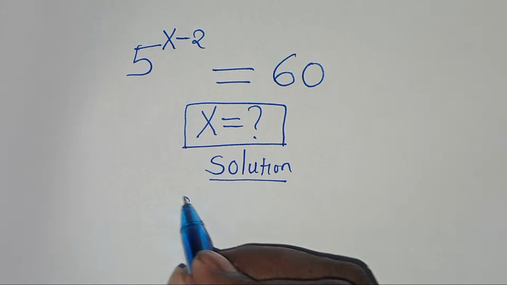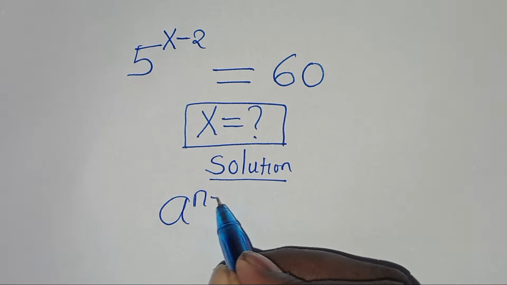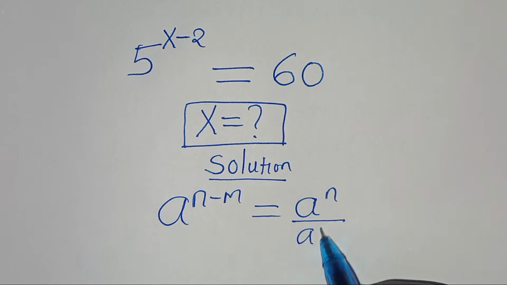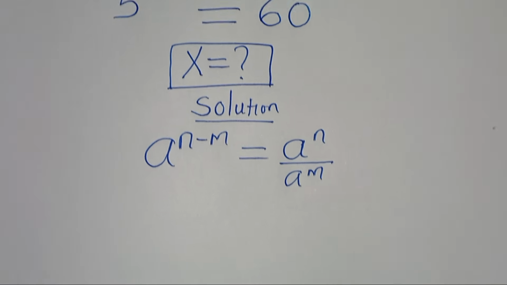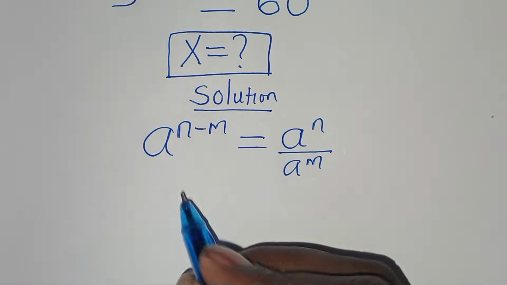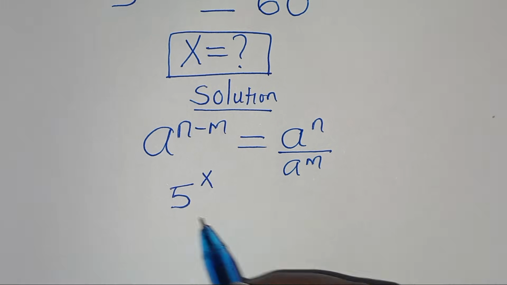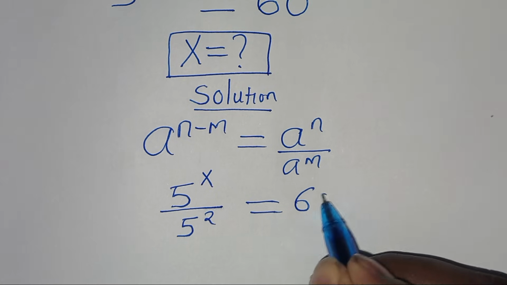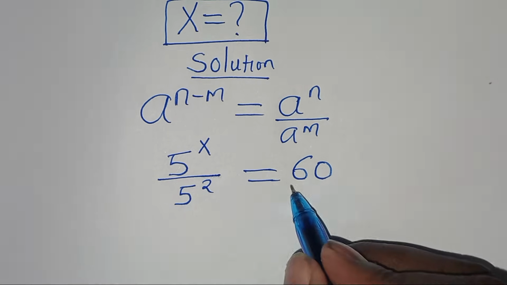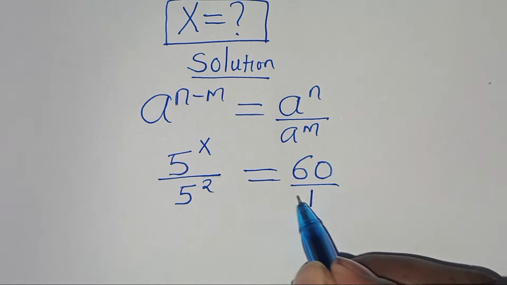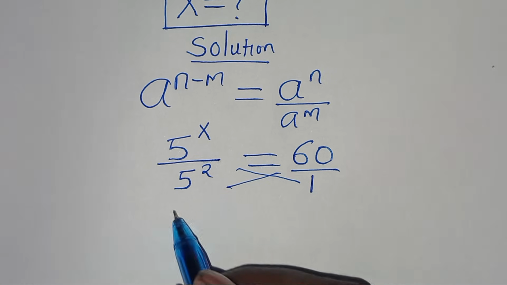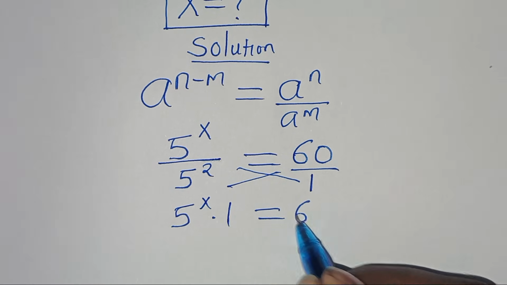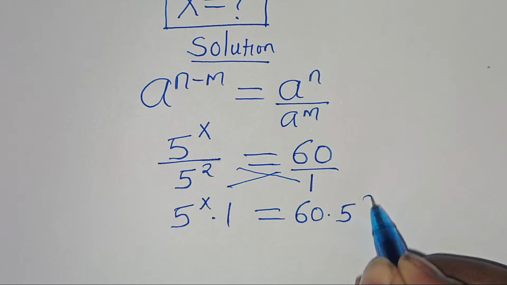This exponential equation is in the form of a raised to the power of n minus m, which we can express as a to the power of n divided by a to the power of m. Applying this exponent property, here we have 5 to the power of x divided by 5 to the power of 2, equal to 60. So 60 is our whole number, so this is over 1. Now we can cross multiply, so that we have 5 to the power of x multiplied by 1 equal to 60 multiplied by 5 to the power of 2.